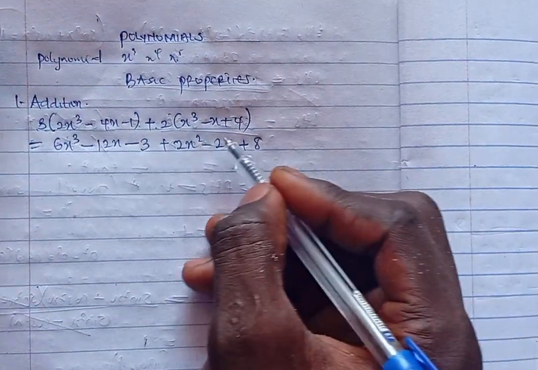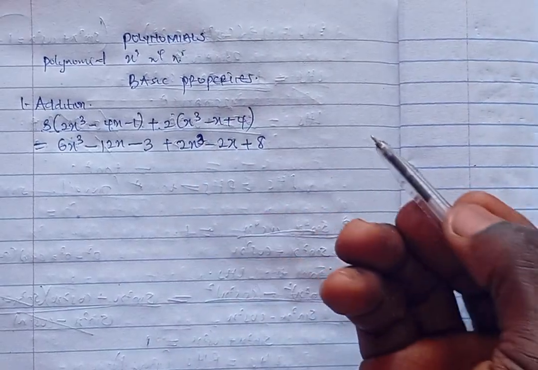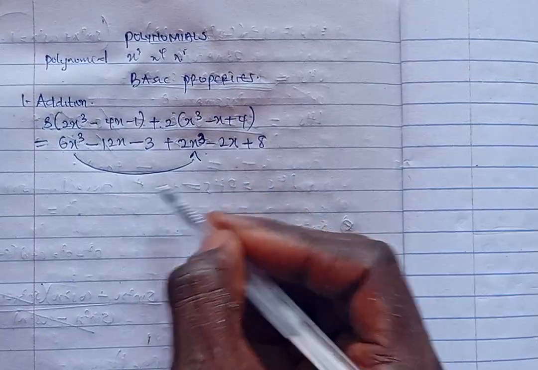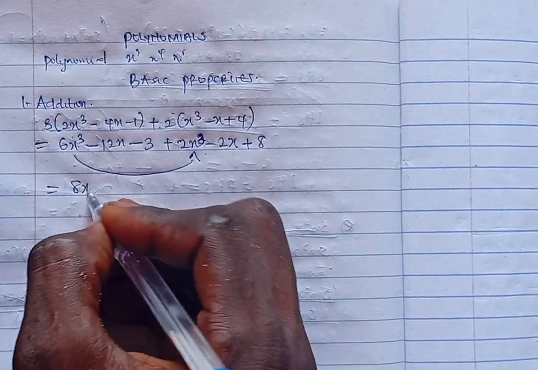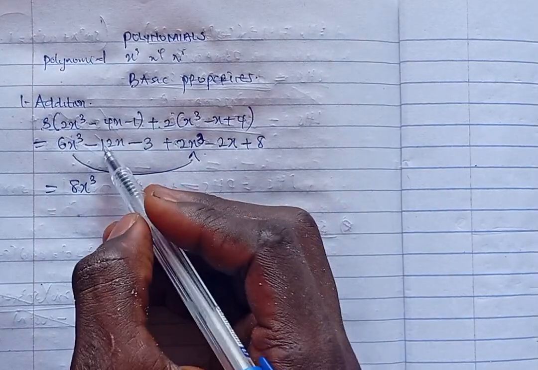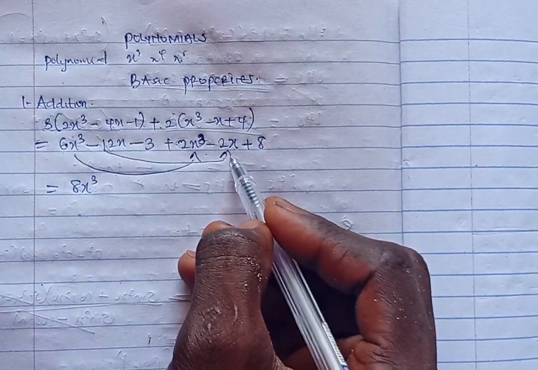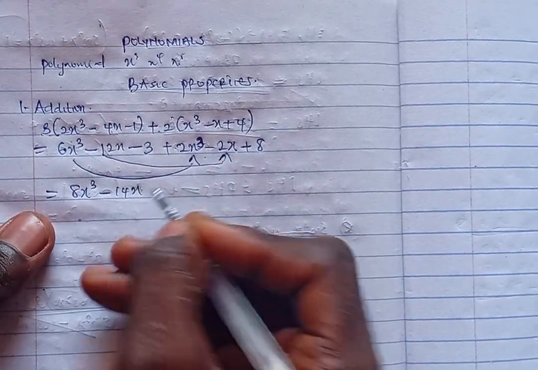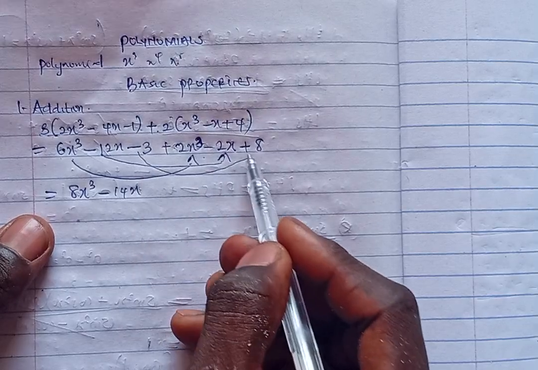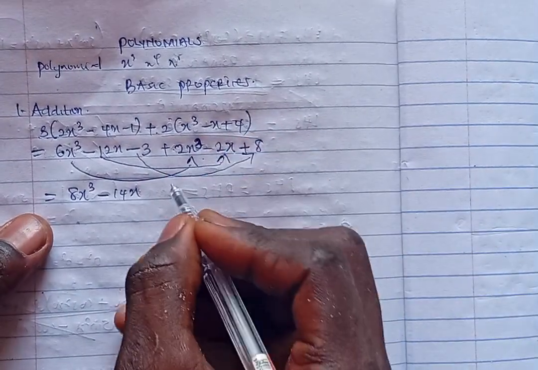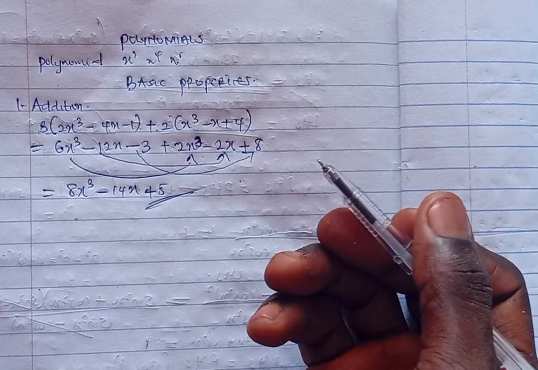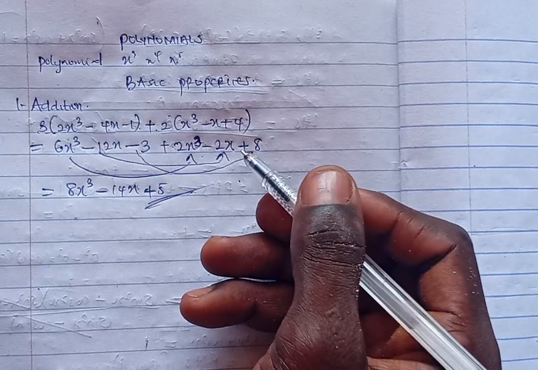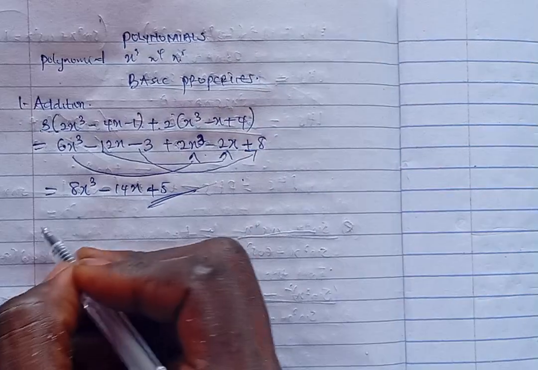Okay, now what are you going to do? You collect the like terms. This one is 2x cube. Okay, you should know that this one and this one have x raised to power 3, so they are like terms, so they will be 8x raised to power 3 because 6 plus 2 is 8, minus 12x minus 2x. They are the same term too. It will give us minus 14x, and minus 3 plus 8, that one will give us plus 5. So that's it. It's just the same as simplifying like what we are taught in secondary school. So you collect the like terms, you simplify. That's it.